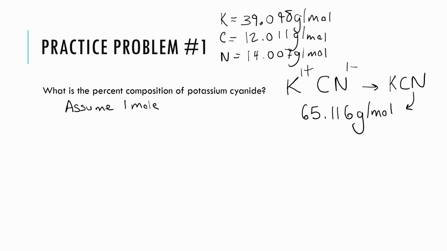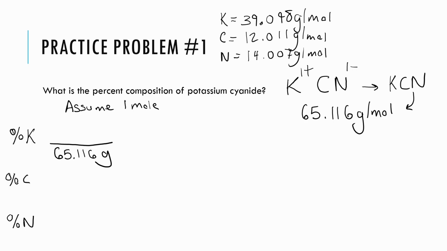Now, let's go forward and we are going to do the percent potassium, the percent carbon, and the percent nitrogen in this potassium cyanide. To do this, again, it's going to be part divided by whole, or essentially the element divided by the whole. The whole in 1 mole is 65.116 grams. We're assuming 1 mole, so it's 65.116 grams.